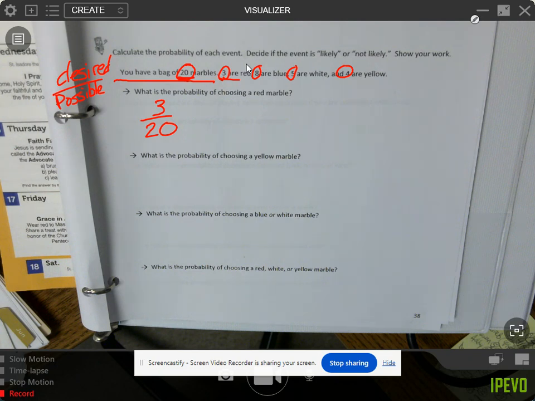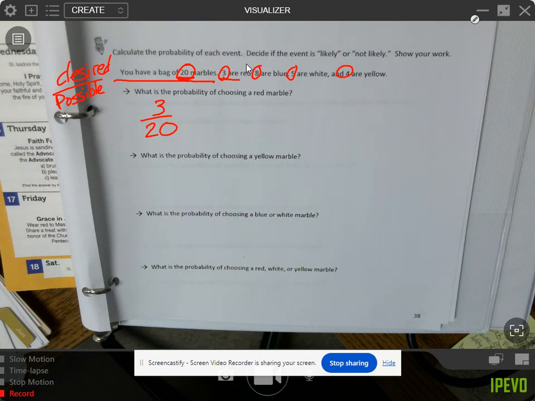Probability, we have the total possible number on the bottom. If we did desired over undesired, which is what you were saying, there's 17 left over, that would be telling me what the odds are of getting red. We're not doing that. Probability is saying we have 3 possible red ones that we want, 3 desired red, out of the total number of outcomes. So that is a way to do it, but it's a totally different objective.